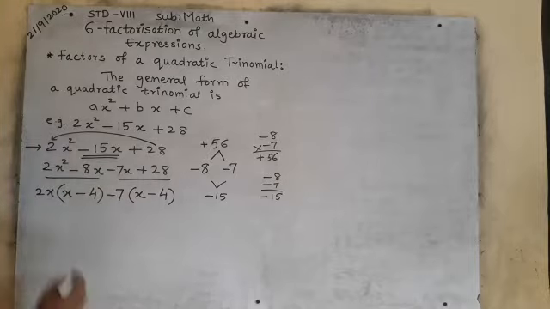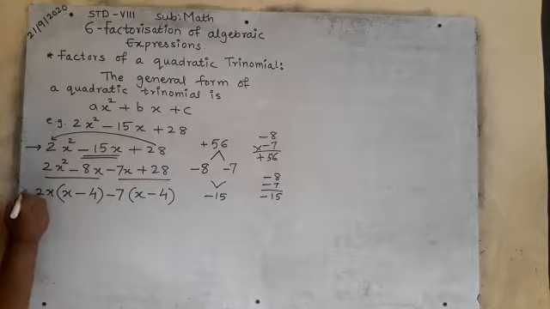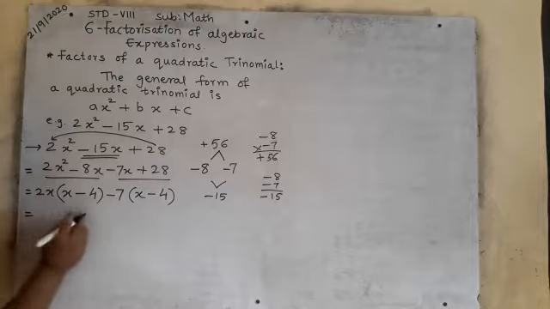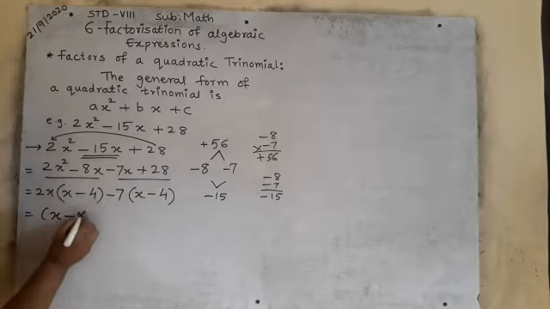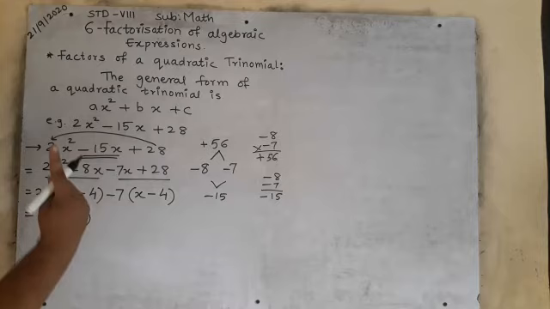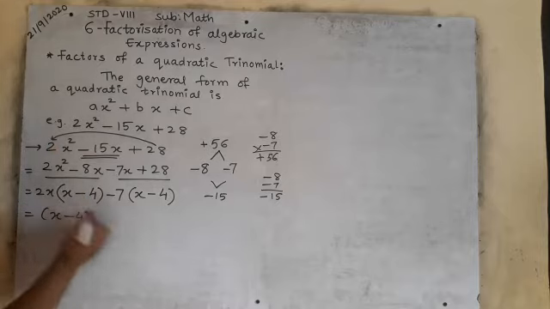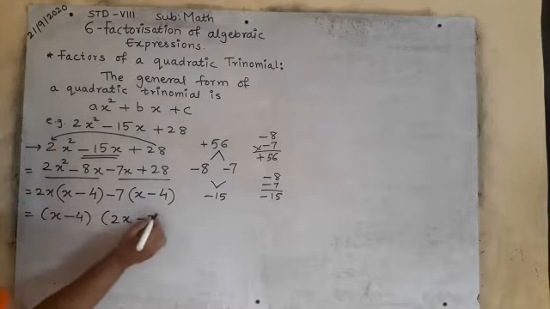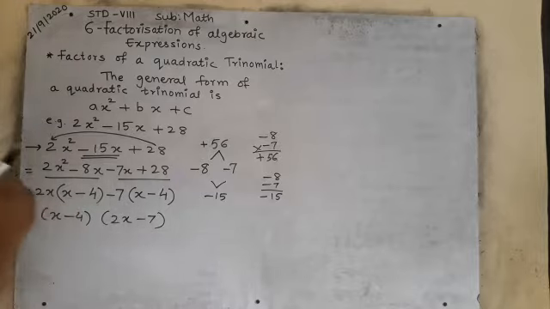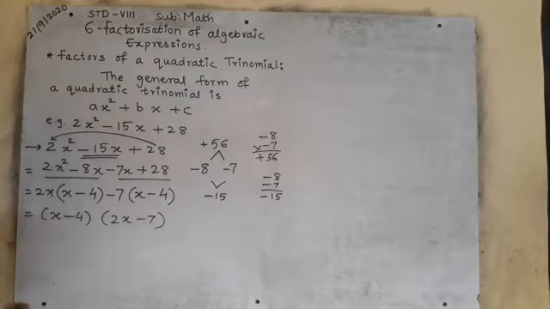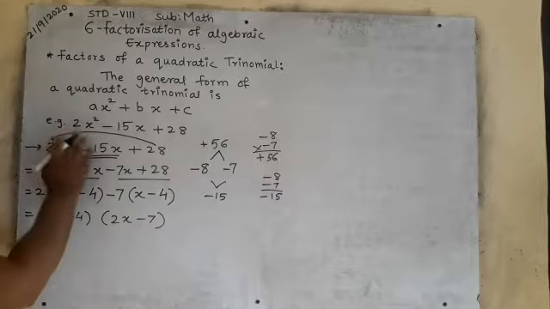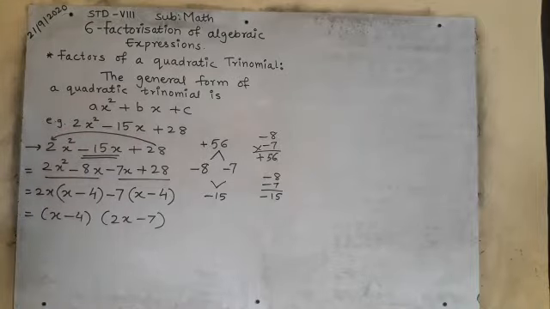Is it clear? Now tell me which two brackets are common, this and this. So you will write it one time, x minus 4. This and this, 2 times, you have to write only one time. Now what is left? 2x minus 7. This bracket came twice, you have to write once, and the remaining you will keep in another bracket. Okay, so this is your answer. This is how you have to find the factors of a quadratic trinomial. Is it clear? I hope you understood.